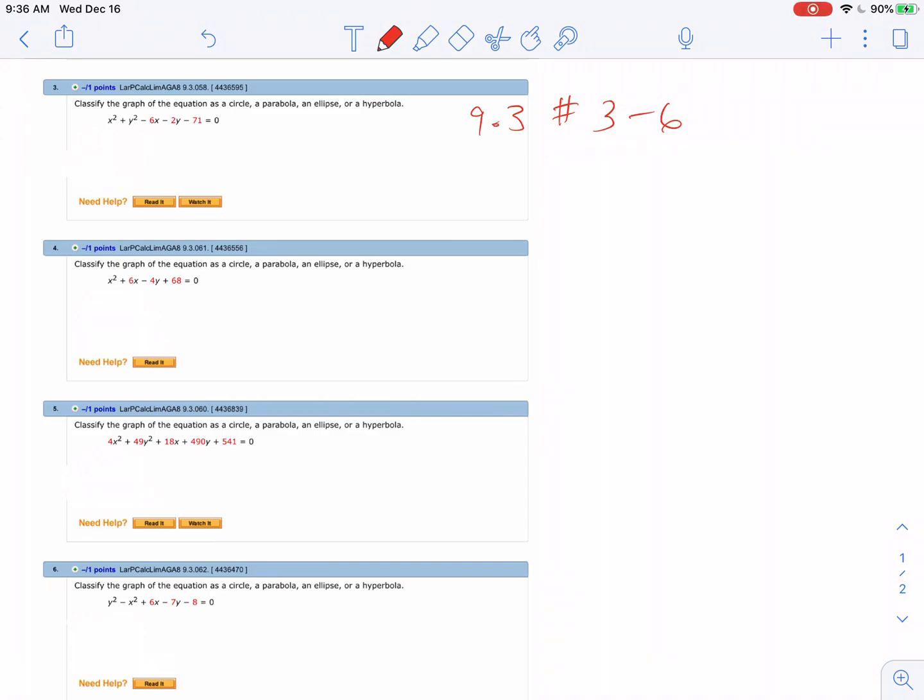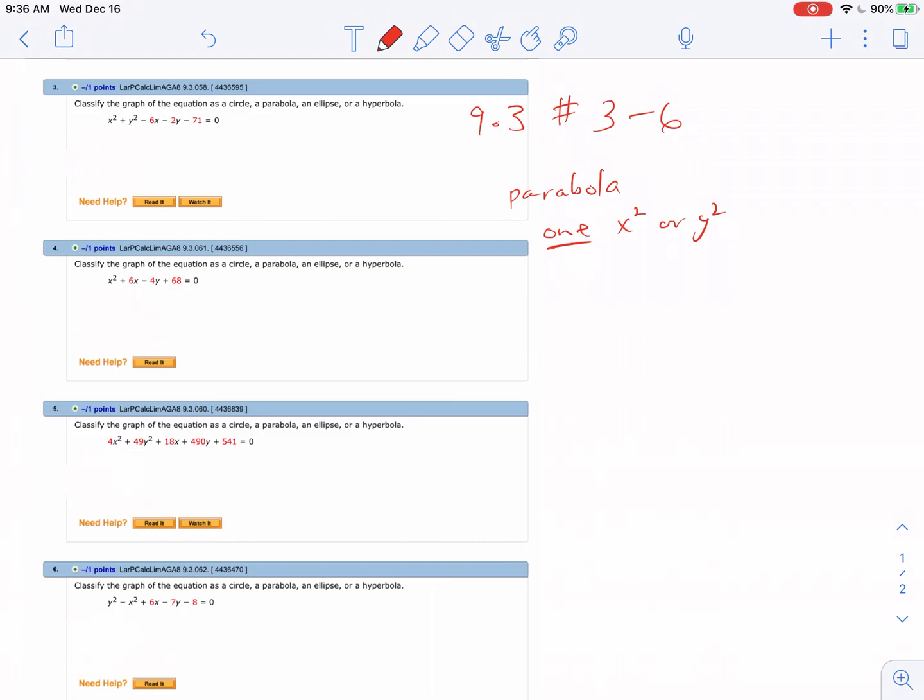Okay, so for 9.3, 3 through 6, basically I know you could guess and just go through the problems, but I do want to explain that there are ways for you to tell what's going on. So remember, for the parabola, there's only one x squared or y squared term, so the parabola should be fairly easy for you to identify.